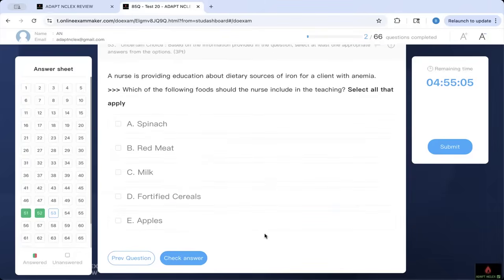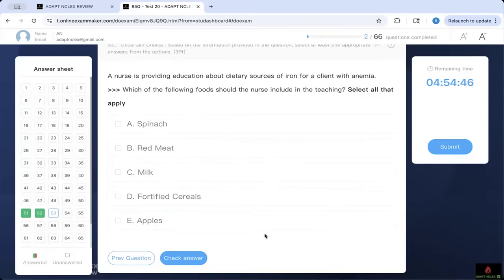And this is providing education about dietary sources of iron for a client with anemia. Know this. Stop this video. Pay attention to the keywords. These are questions NCLEX will ask you about anemia, and calcium is one of the things you should know. What are the food sources you should give to a patient? Which of the following foods should the nurse include in the teaching?